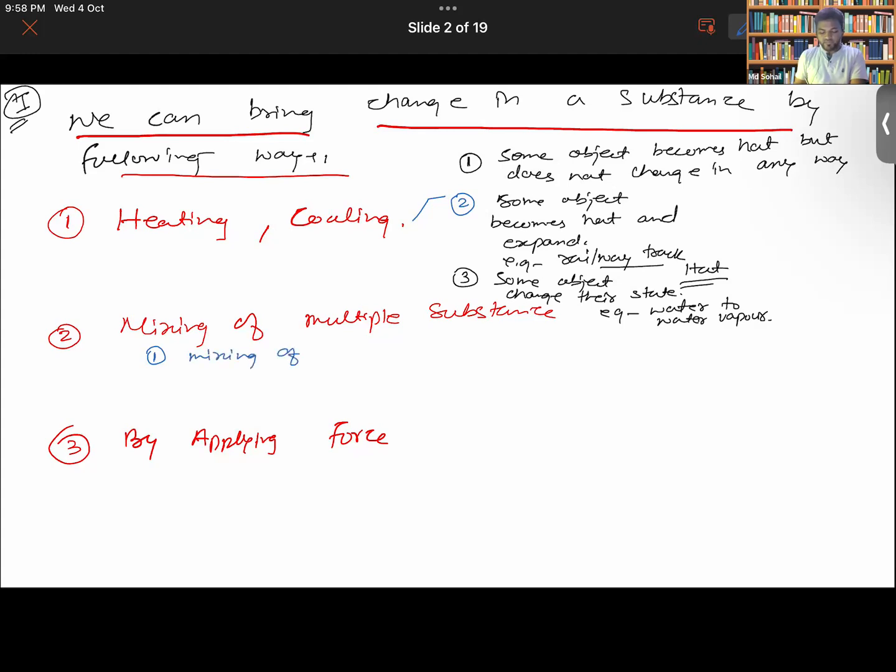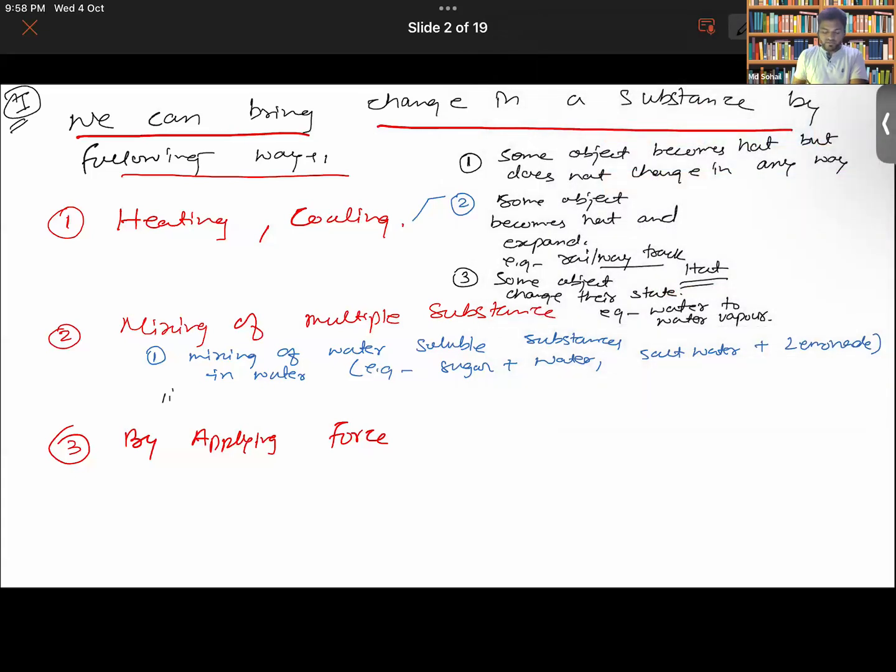So one example is mixing of water soluble substances in water. Examples are sugar plus water, salt plus water, okay, or lemonade. These are some of the examples.